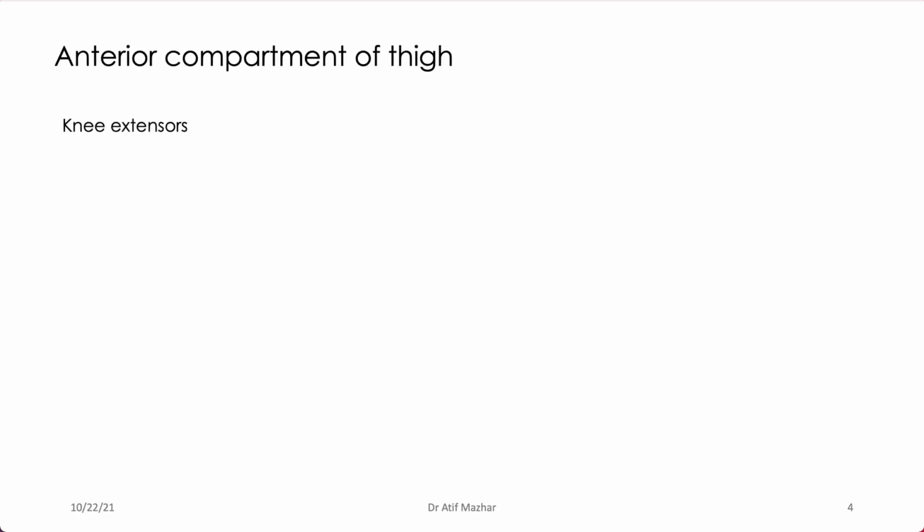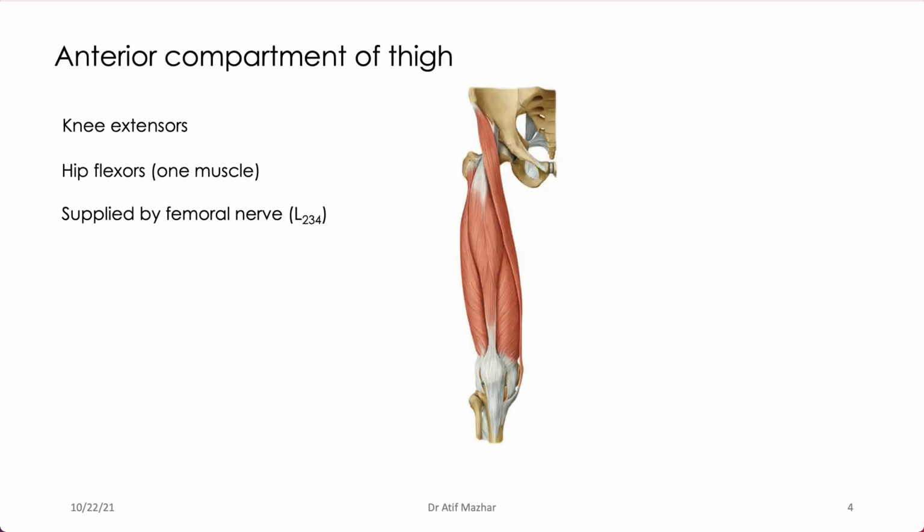Now let's review it again. These muscles are extensors of the knee. Primarily one muscle is responsible for hip flexion, and they are innervated by the femoral nerve. We are looking at this group. Now what are we seeing? One strap-like muscle, this is my sartorius, and then we can see this bunch of muscles located in the front part, primarily making the bulk of my thigh. These are four muscles, and they are my quadriceps muscles.